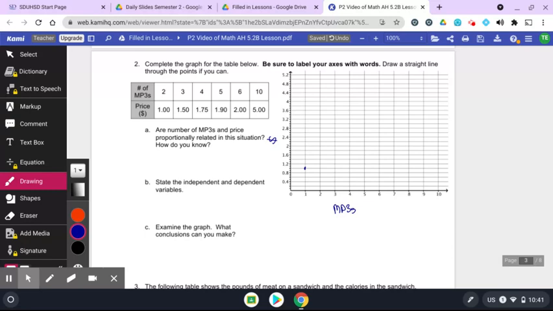And 3 is at $1.50. And 4 is at $1.75. And 5 is at $1.90. And 6 is at $2. And 10 is at $5.